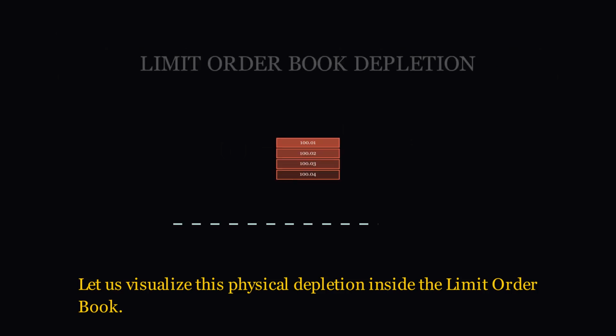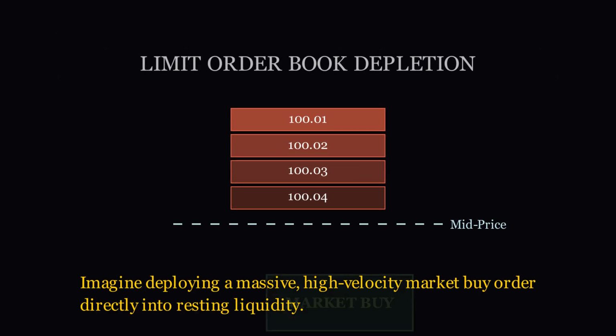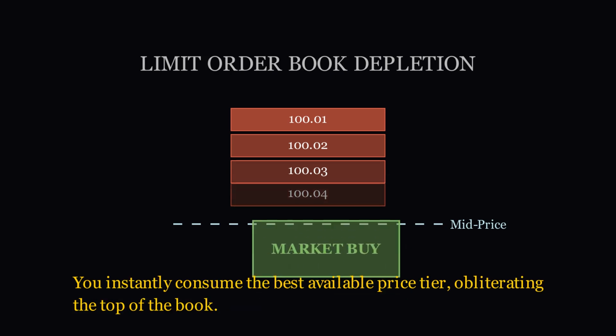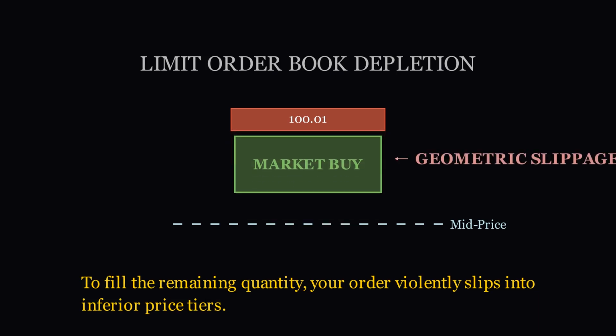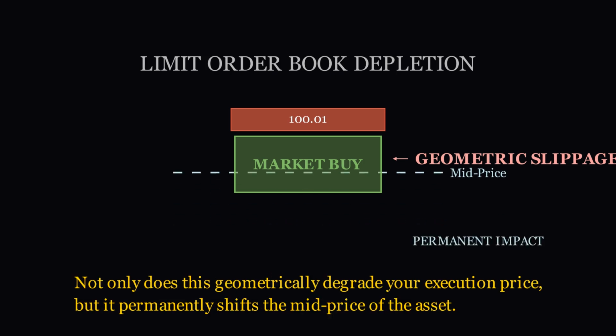Let us visualize this physical depletion inside the limit order book. Imagine deploying a massive, high-velocity market buy order directly into resting liquidity. You instantly consume the best available price tier, obliterating the top of the book. To fill the remaining quantity, your order violently slips into inferior price tiers. Not only does this geometrically degrade your execution price, but it permanently shifts the mid-price of the asset.